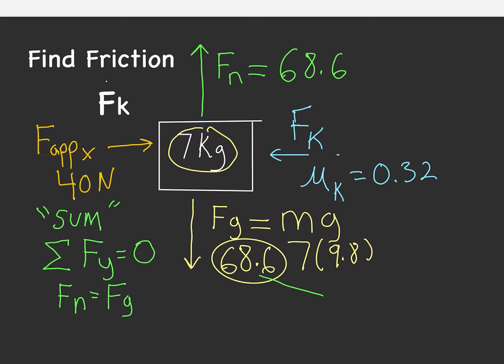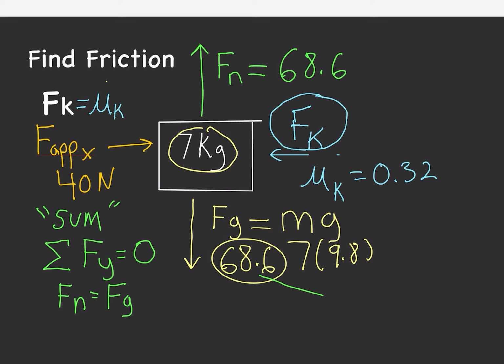Okay. Now we need to find the friction force, Fk, which is there on the right side in blue. So how do you find the friction force? Well, you need to use the normal force, which we just found. And you're going to use that mu k, which is the coefficient.